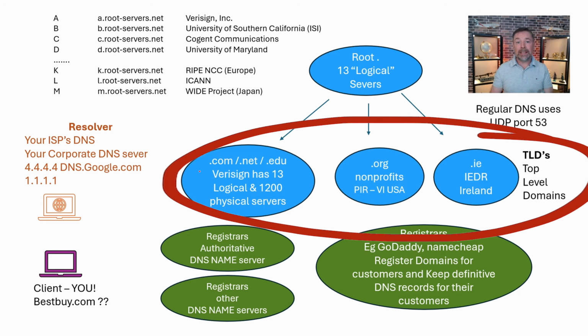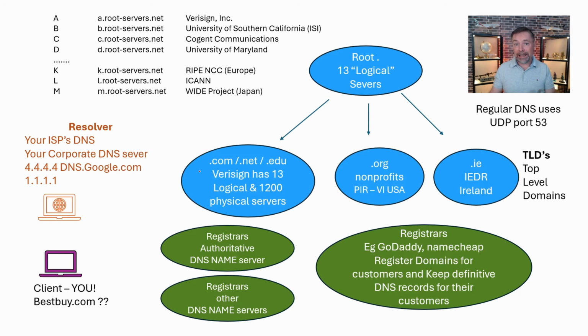Now each of these TLDs, like a .com, is controlled by an organization or company. For instance, VeriSign, a very famous certification authority, they control the .coms and also the .nets and the .edus. Now there are other TLDs as well, like .org as we can see, and .ie. .ie is Ireland, and that's controlled by the Irish Domain Registry. Now they're the ones who will register a TLD for you.